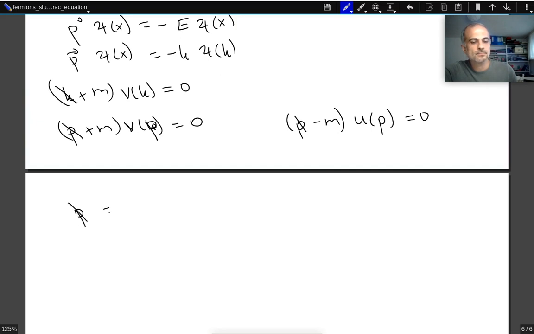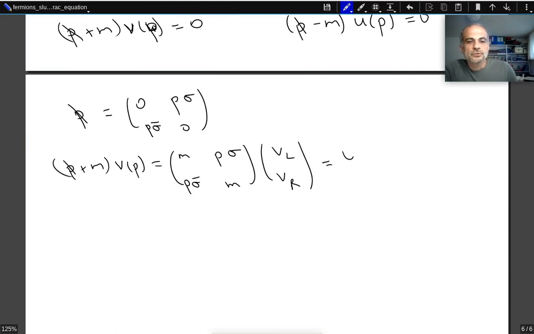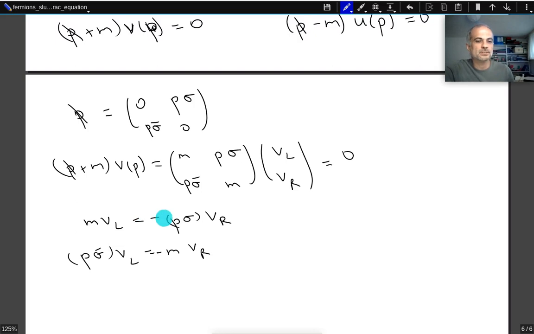Now p slash is 0, p sigma, p sigma bar, 0. So p slash plus m acting on v of p is m, p sigma, p sigma bar, m, times v of L, v of R, and this should be equal to 0. So m times v of L should be equal to minus p sigma times v of R, and p sigma bar times v of L is equal to minus m v of R. We know that both of these equations will eventually give me the same equation, so let's just pick one of them. Let's take the second one.